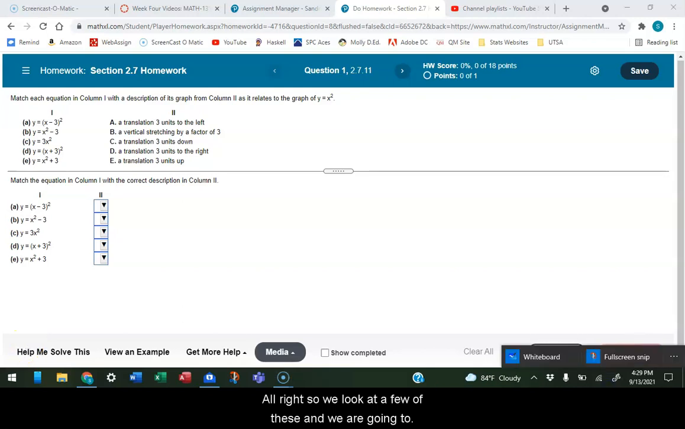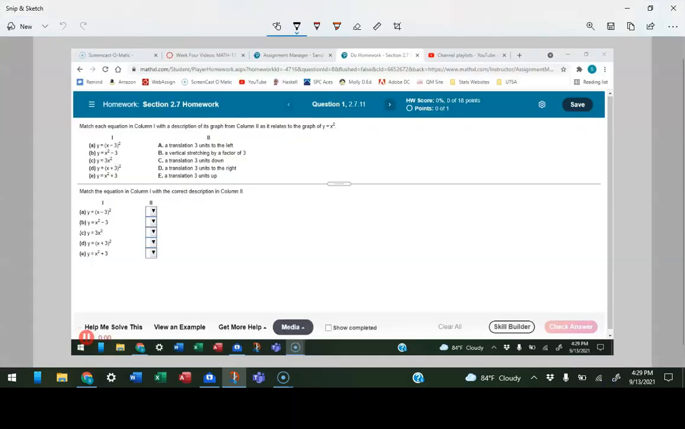All right, so we're going to look at a few of these, and we are going to figure out what is happening. So first of all, we want to know what our parent function is. Everything that you see on the left, the question is, where is your x? Does it have an exponent? If it's in parentheses, that doesn't completely affect what I'm asking. But if you'll notice, up here, it says that your parent function is x squared. So I would like to figure out what is happening to my parent function.